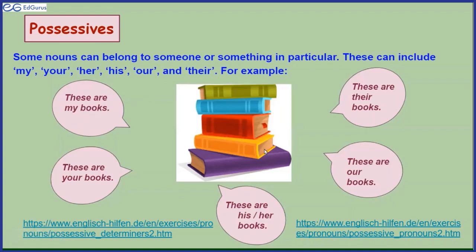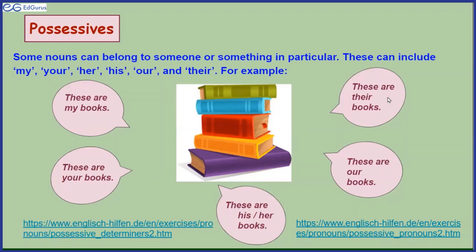For example, these are the books, right? Whose are these books? You would say these are my books. So they belong to you. I would say, Anmol, these are your books. So these books belong to you. Someone would say these are his books or these are her books. These are his books belonging to a boy. These are her books belonging to a girl.